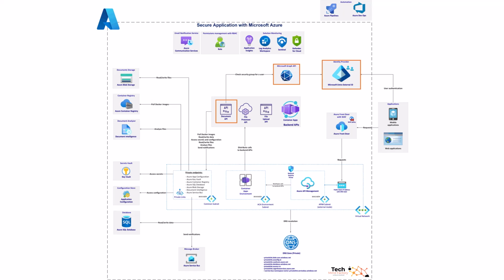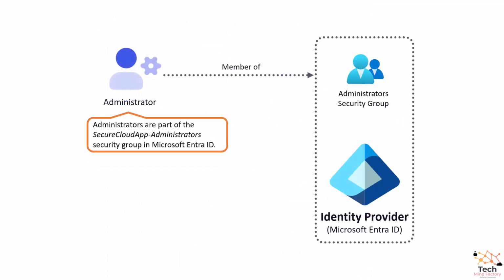And to make it simpler to understand how it works and what the context is, I decided to use this sample scenario in this video. So in our application solution, there are administrators. And administrators are part of the Secure Cloud App Administrators security group in the Microsoft Entra External ID tenant. So we have our identity provider, which is Microsoft Entra External ID. There is a security group for administrators, and specific people can be administrators, so can be added as members to this security group.